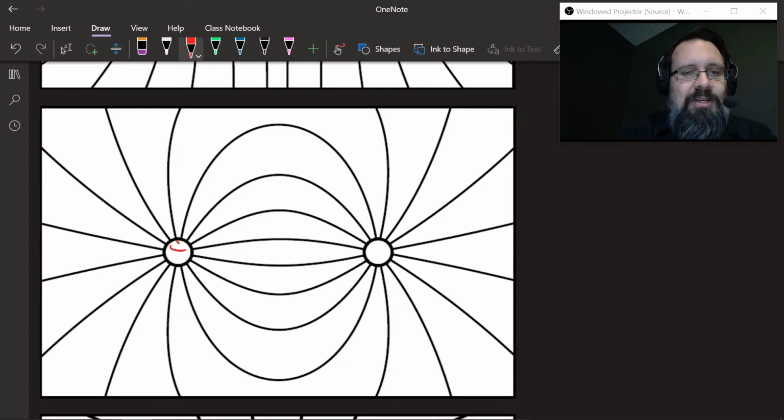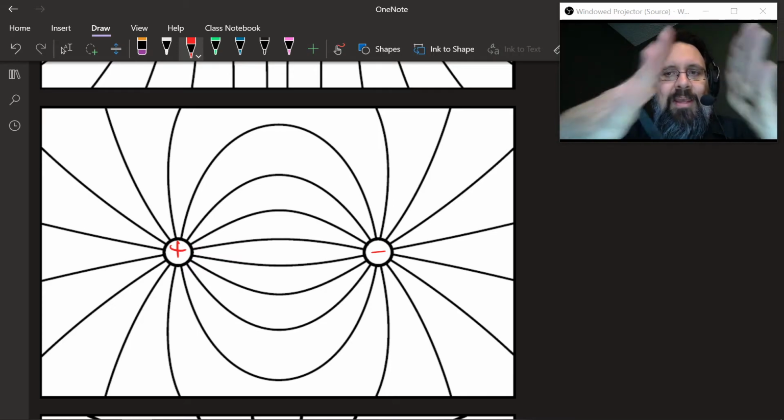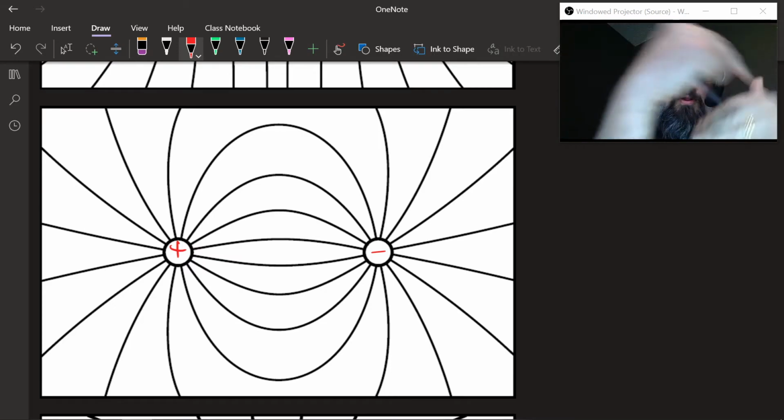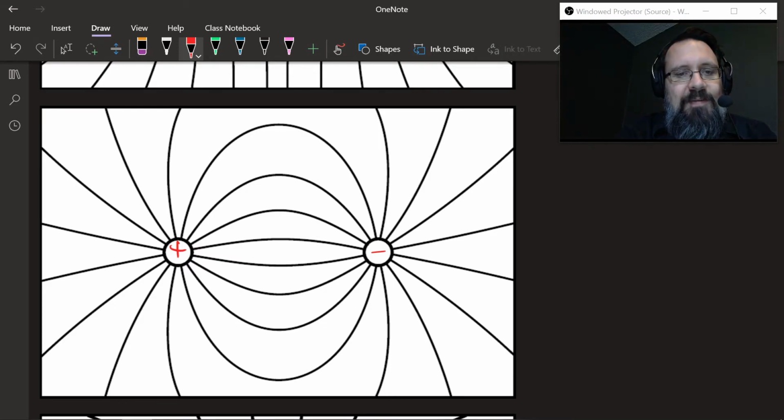So our positive charge here stays the same, but now this is a negative charge. And so now instead of the lines repelling and pushing against each other, they're actually pulled into the other one. So the electric field starts here and comes out from the positive charge, and then it ends up going in to the negative charge, forming this complete line from one to the other.